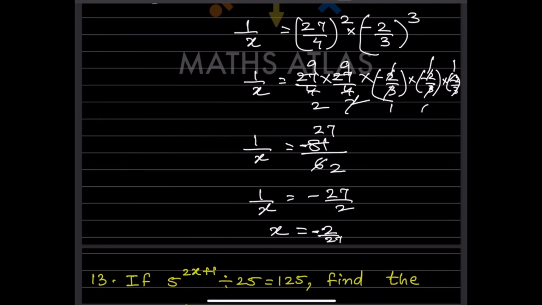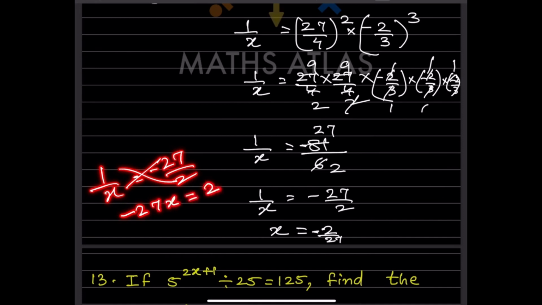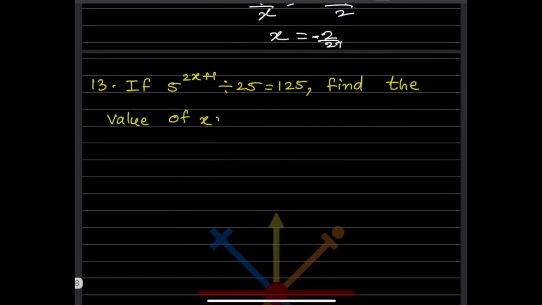Otherwise, if you want, you can write it like this. See here, 1/x is minus 27/2. So you are just going to cross multiply here. If you get confused how to write it, minus, this will be 2. So x is going to be 2/(-27), which is nothing but minus, whether you write the minus in the denominator or numerator is the same. So that is going to be minus 2/27.